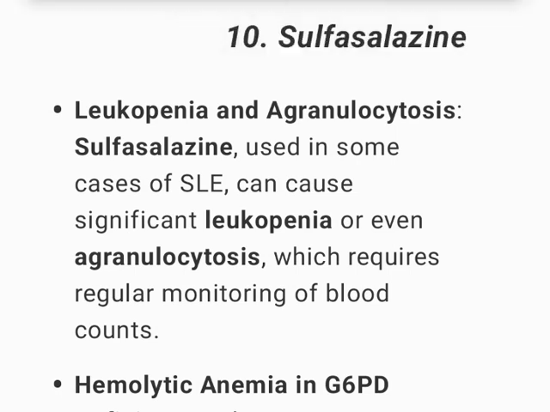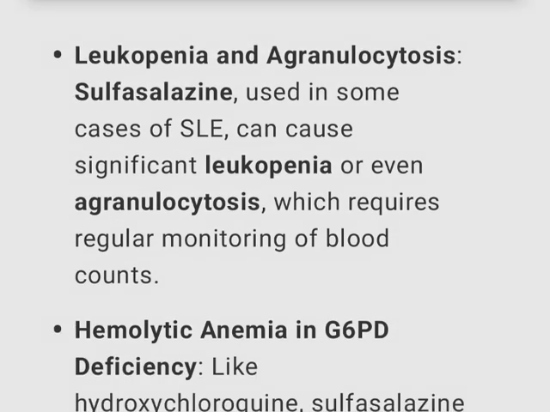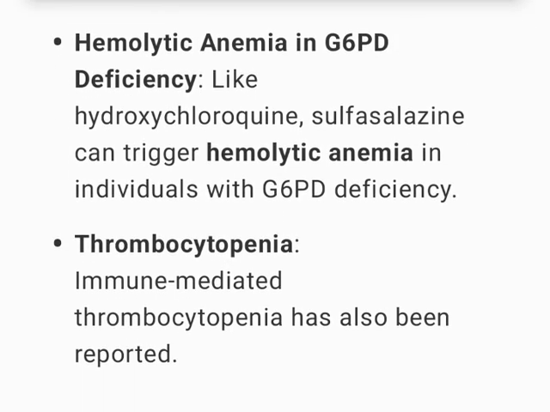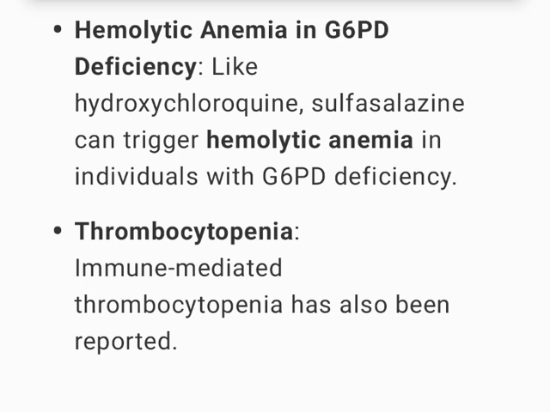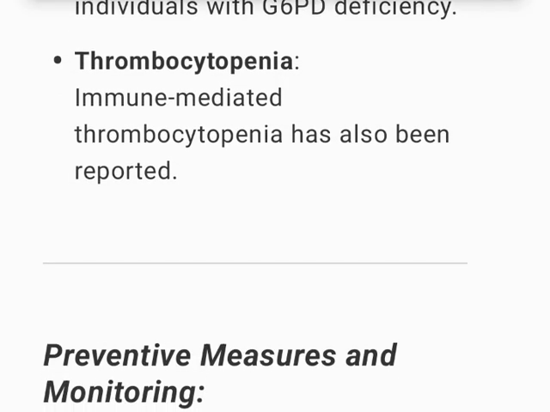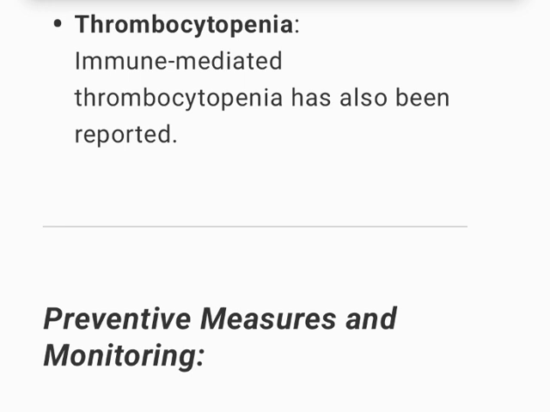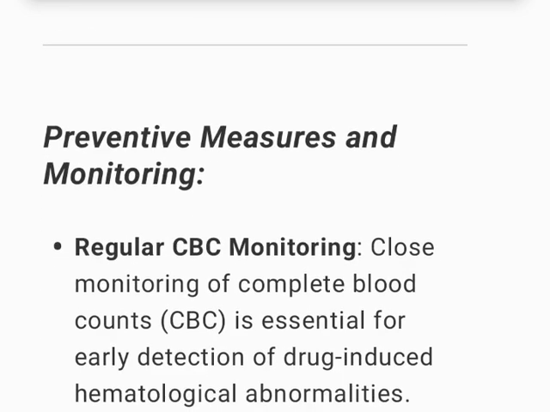10. Sulfasalazine, leukopenia and agranulocytosis. Sulfasalazine, used in some cases of SLE, can cause significant leukopenia or even agranulocytosis, which requires regular monitoring of blood counts. Hemolytic anemia in G6PD deficiency. Like hydroxychloroquine, sulfasalazine can trigger hemolytic anemia in individuals with G6PD deficiency. Thrombocytopenia. Immune-mediated thrombocytopenia has also been reported.